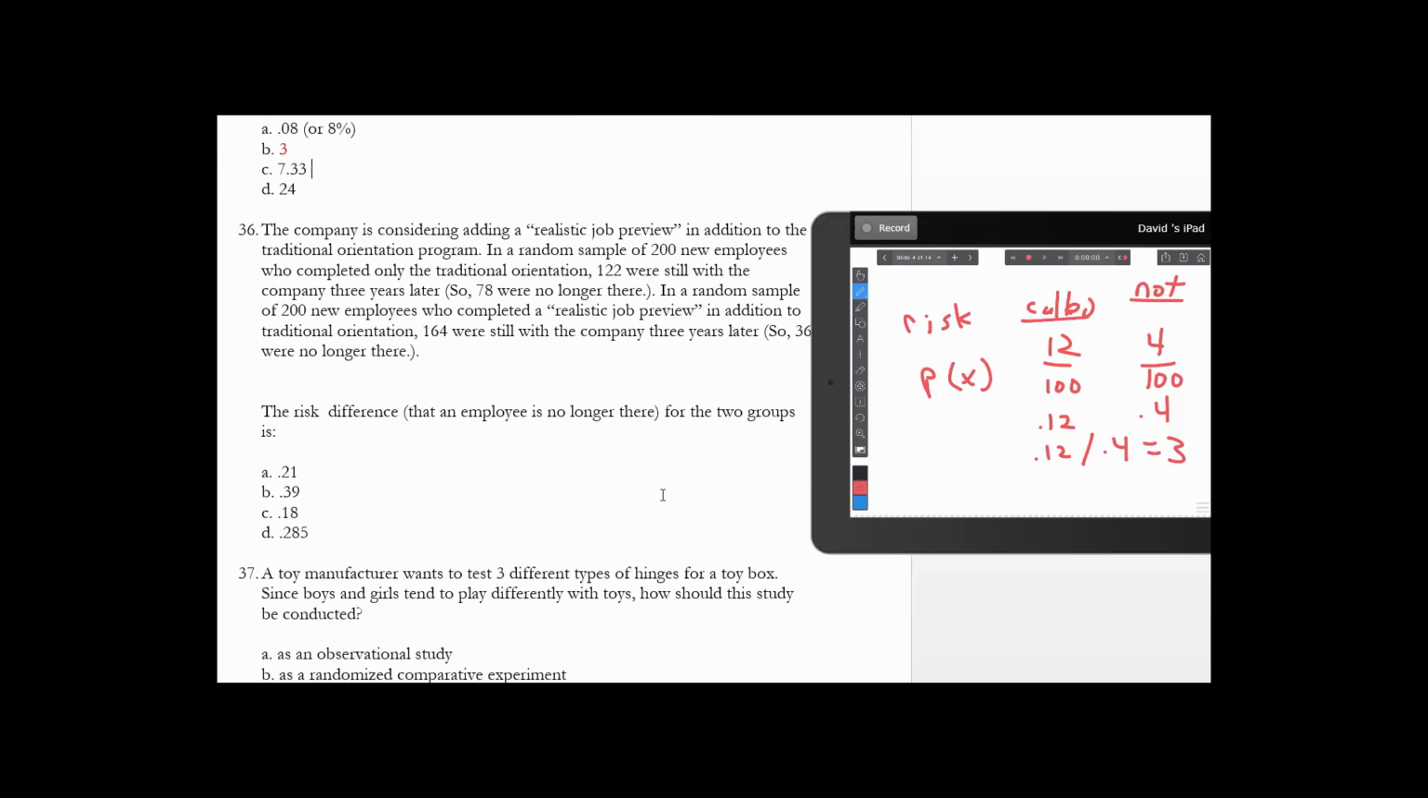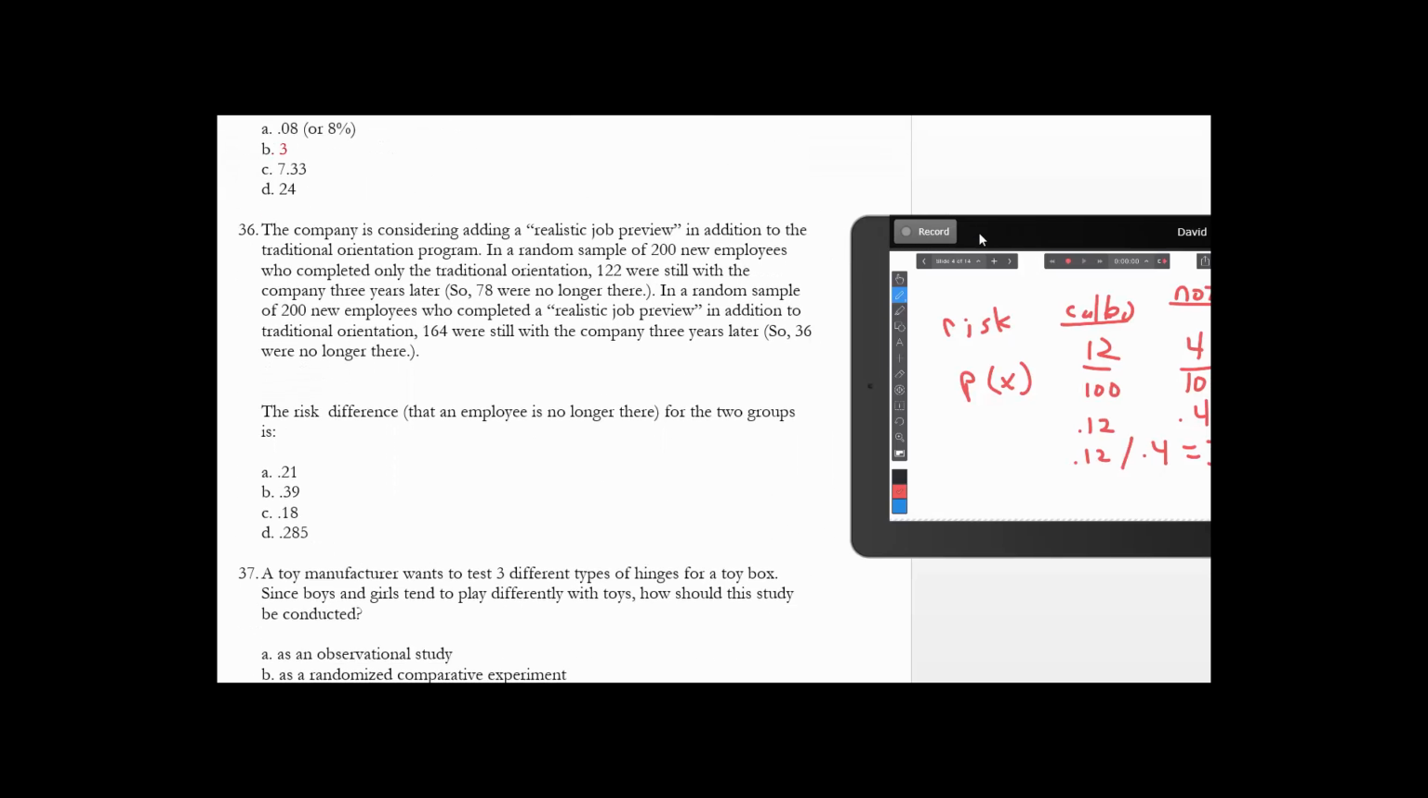And the next one, now we have someone who's thinking about adding a realistic job preview. And so they have a random sample of 200. This is in the traditional form. They have a sample size of 200. And of those, 122 are still with the company 3 years later. And that are no longer there. Maybe I should have used that instead, because we're looking at no longer there. Turnover, X is equal to 78. If 122 are still here, 78 left.